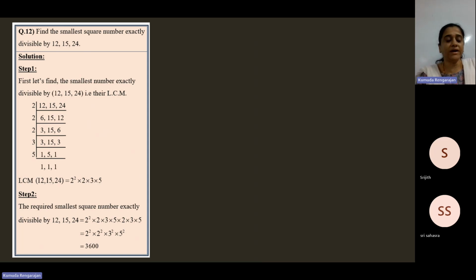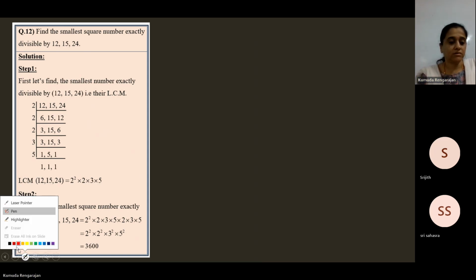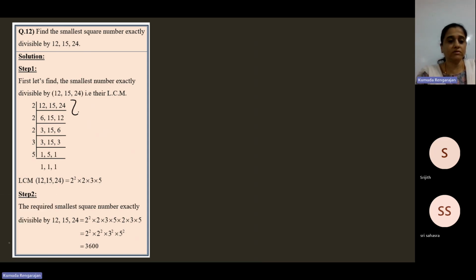See, the LCM part I did not explain. You must help yourself here. This is the procedure to find the LCM of these three numbers. So this I did not explain. I assume you know it. You have not forgotten.